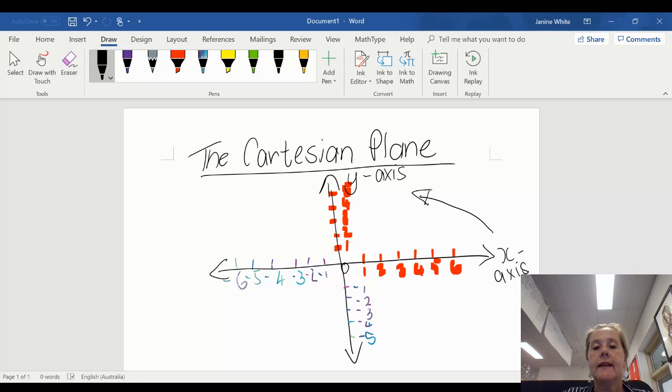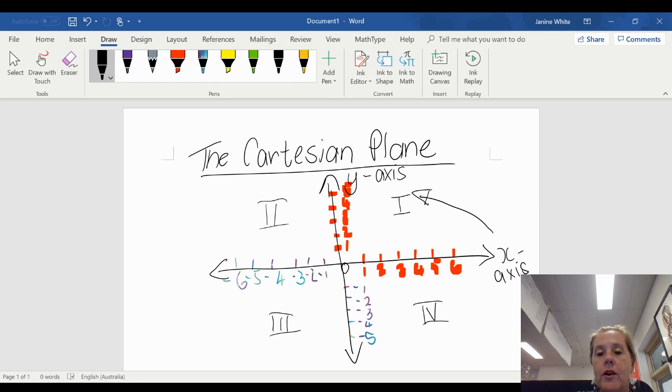Right. Now, there are 4 quadrants to a Cartesian plane, and we always start at the very top right. So this top right is quadrant 1. Then we move in an anti-clockwise direction. So this quadrant to the left will be quadrant 2. The quadrant bottom left is quadrant 3, and bottom right is quadrant 4.